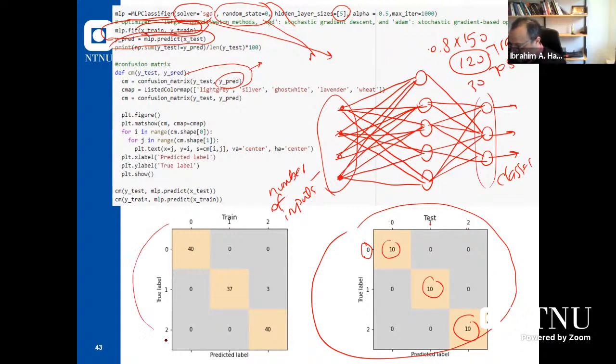This one is for the training, and in the training we have 120 examples, 40 from each class. So 40 from class 0 classified as 0, so the accuracy for class 0 is 100%. 37 from class 1 classified as 1, and 3 from class 1 misclassified as 2. Right? So we have a problem here. And finally, 40 from class 2 classified as 2. So maybe the accuracy here will be like 97% or something for the training, but it's 100% for testing.